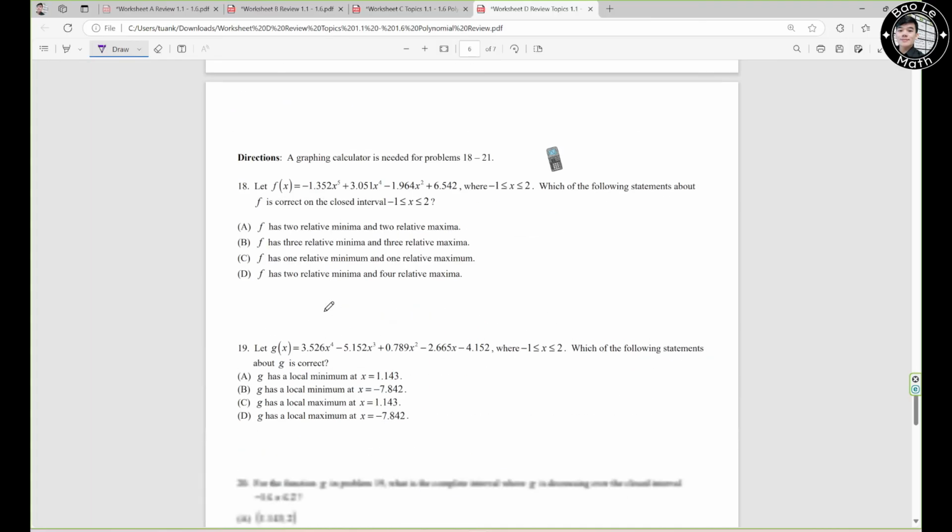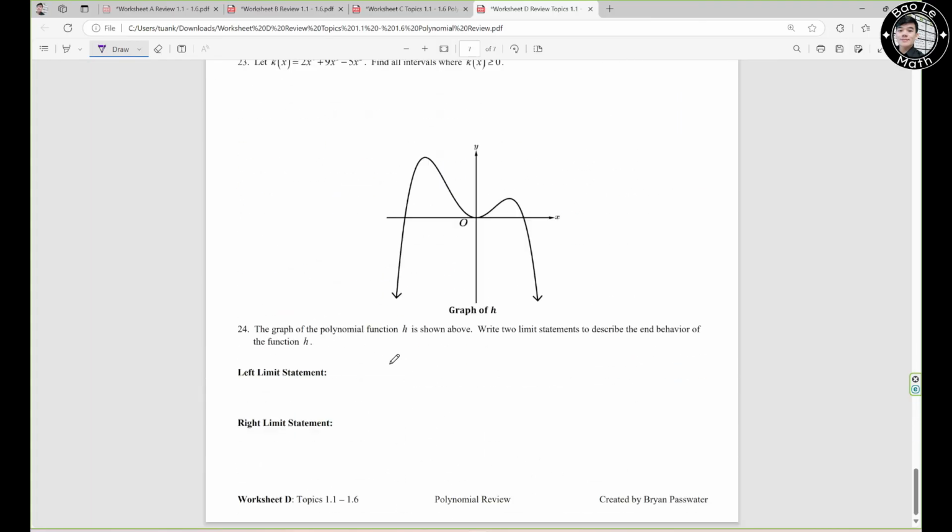Alright, now number 17 all the way to number 24, I'm going to leave it for you to practice. And it's a good time to stop.